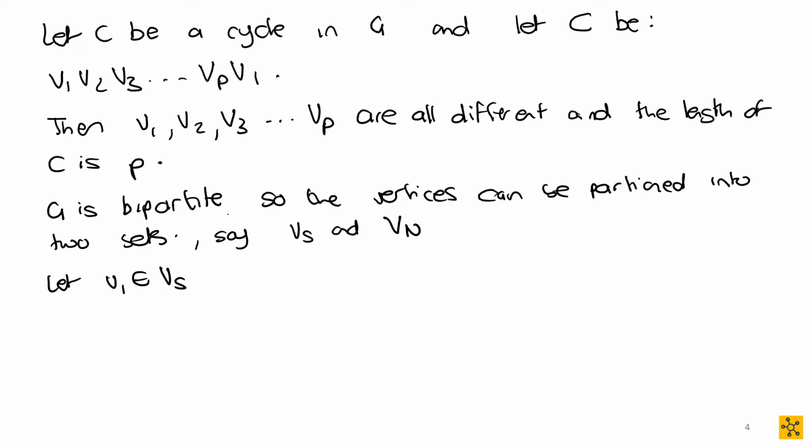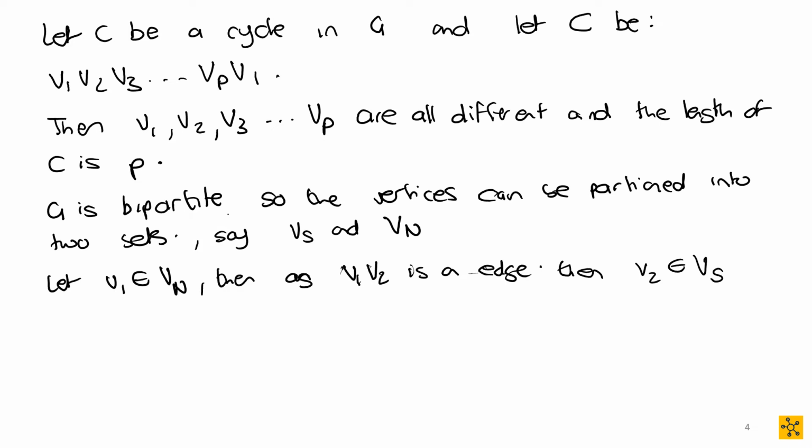Okay, but then we know that V1, V2 is an edge because it's in our cycle, right? So then, as V1, V2 is an edge, that means that V2 must be an element of the other set. I just want to switch the sets around so it matches your notes. So let's try this one more time. Then V2 is an element of VN. So the whole idea behind that is basically we're just saying if V1, V2 is an edge, then V1 must be of the one set and V2 must be of the other set.